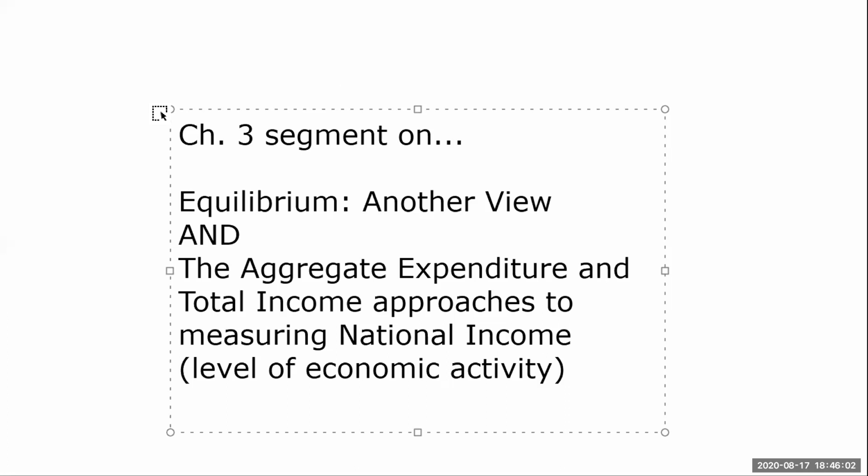But in order to understand it, we're also going to briefly introduce the aggregate expenditure and the total income approaches to measuring national income, or the level of economic activity. And these both come from the top and the bottom of our basic circular flow of income. The aggregate expenditure on the top portion of it and the income side on the bottom portion, if you go back and review.